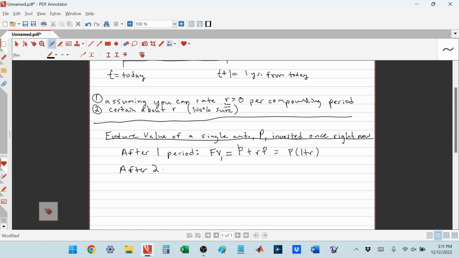What about at the end of the second period? At the end of the second period, well, you would have what you had at the end of the first period still, of course, plus any interest that you earned on that over the second period, because in period 2, you're also earning an interest rate of R. R is the interest rate you earn per compounding period.